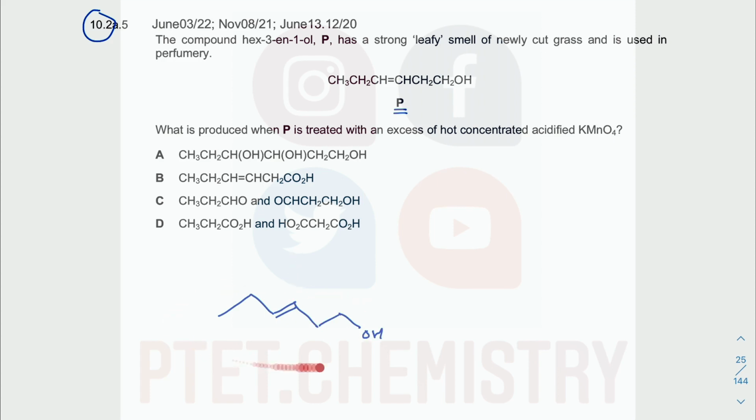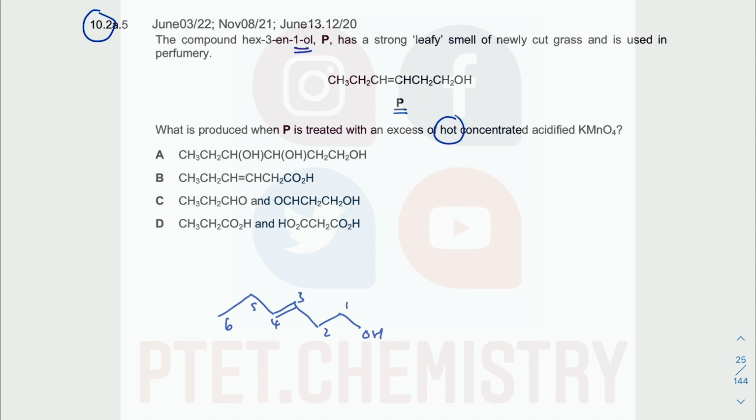When you draw skeletal, always check that you haven't miscounted a carbon. Obviously there's 1, 2, 3, 4, 5, 6. You can see it's 1-ol. That means it's position 1 for the alcohol. It's position 3, not 4, for the alkene: hex-3-en-1-ol.